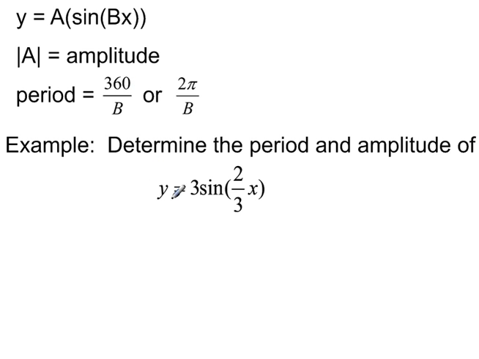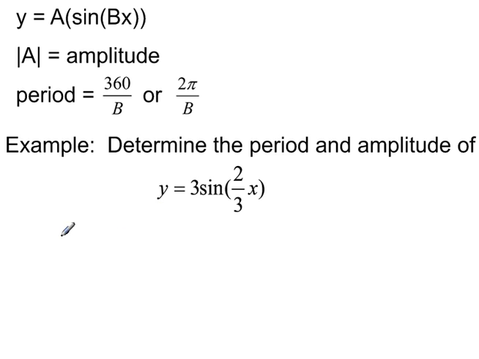Alright, and a lot of times it won't tell you whichever one. If they have a graph set up, look at the graph to see if it's in radians or degrees. Alright, I'm going to do the first example here in degrees. The next example I want to do in radians. Alright, so it says determine the period and amplitude of 3 sine of 2/3 x.